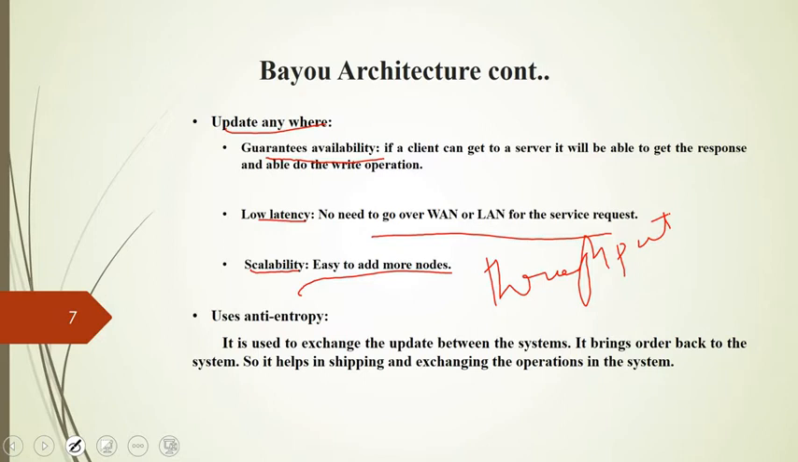Let us consider the use of anti-entropy. We all know that entropy is a sort of randomness, or the amount of disorder in the system. That is what is meant by entropy. So what is meant by anti-entropy? Anti-entropy means bringing the order back to the system. So it uses anti-entropy to exchange the updates between the systems. It thereby brings the order back to the system, so that it helps in shipping and exchanging the operations in a system.